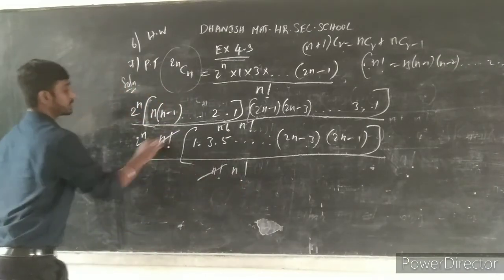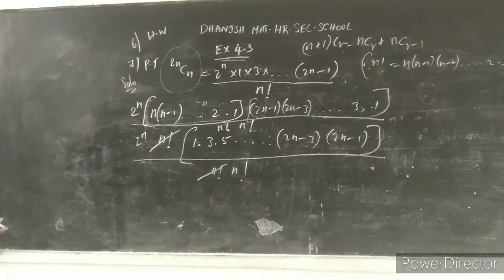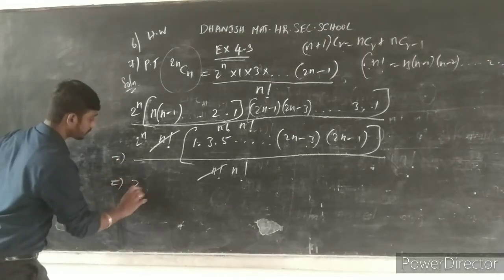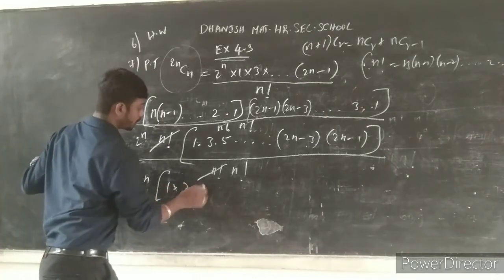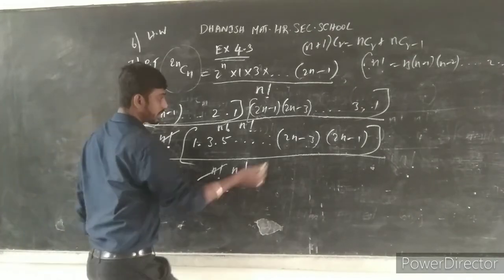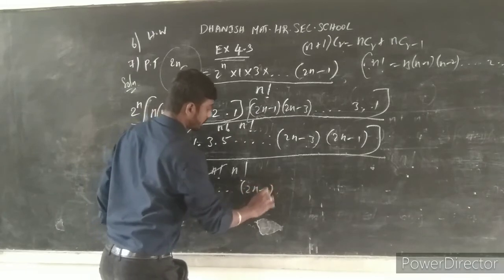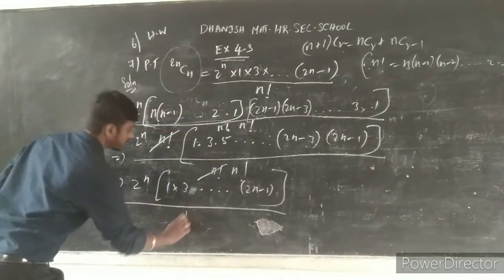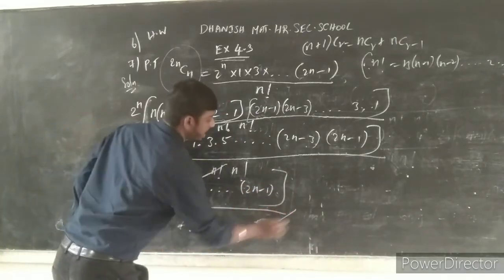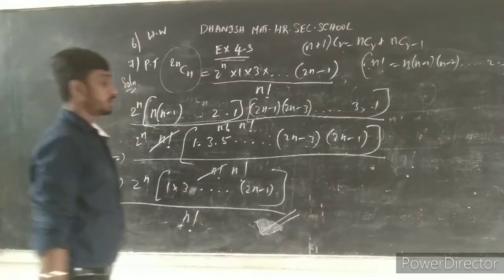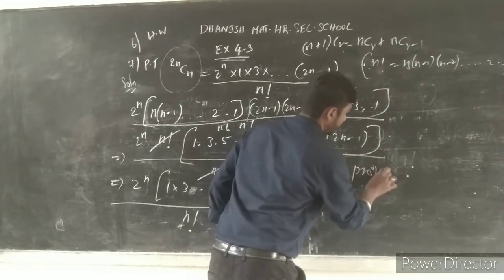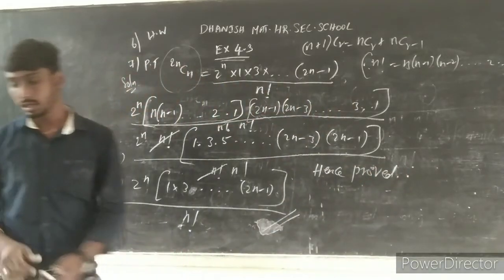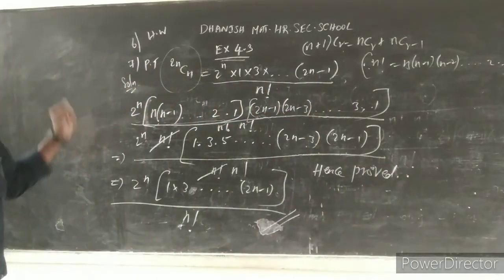This n factorial and this n factorial will be cancelling here. What are the remaining values? You will get this: 2 power n into 1 into 3 into 5 up to 2n minus 1, divided by n factorial. This is the RHS value we have proved here. Hence proved. Okay, understood, children?